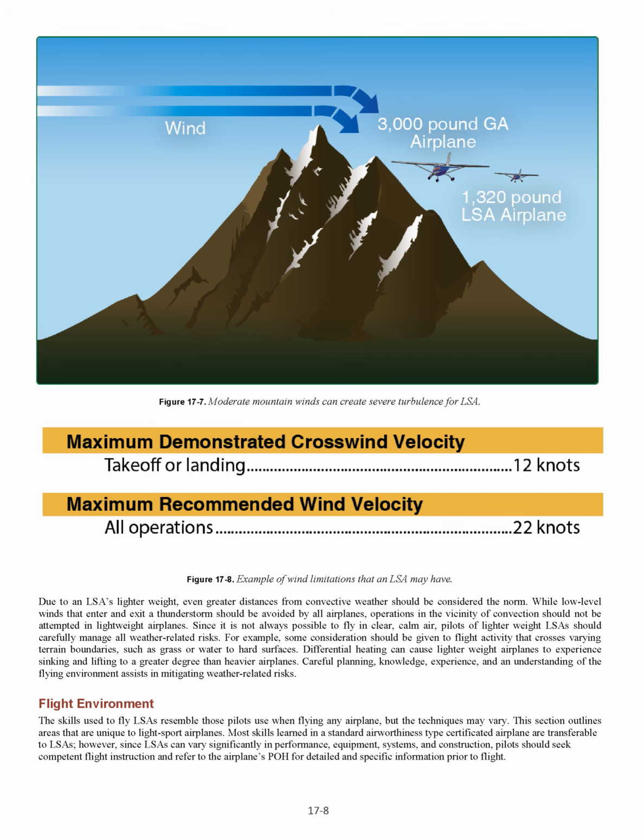Due to an LSA's lighter weight, even greater distances from convective weather should be considered the norm. While low-level winds that enter and exit a thunderstorm should be avoided by all airplanes, operations in the vicinity of convection should not be attempted in lightweight airplanes.